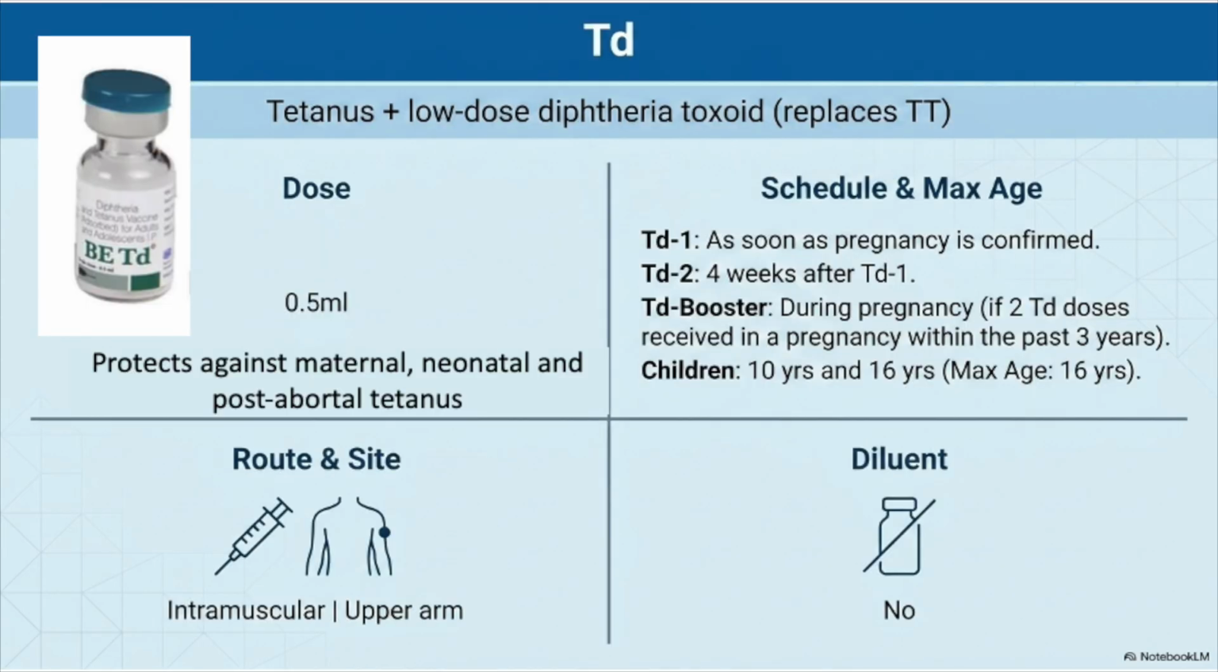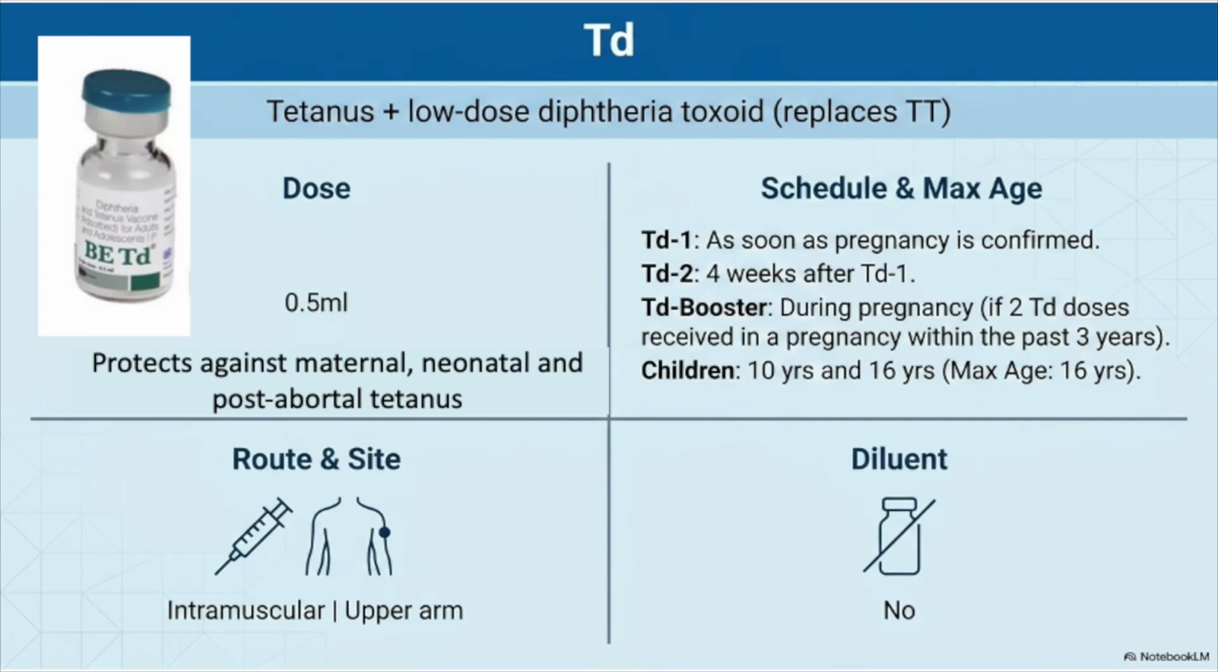Let us begin with TD, which stands for tetanus and low dose diphtheria toxoid, and it has now replaced TT. The dose is 0.5 milliliters. TD1 is given as soon as pregnancy is confirmed. TD2 is given 4 weeks after TD1, and a TD booster is given during pregnancy if 2 TD doses were received within the past 3 years.